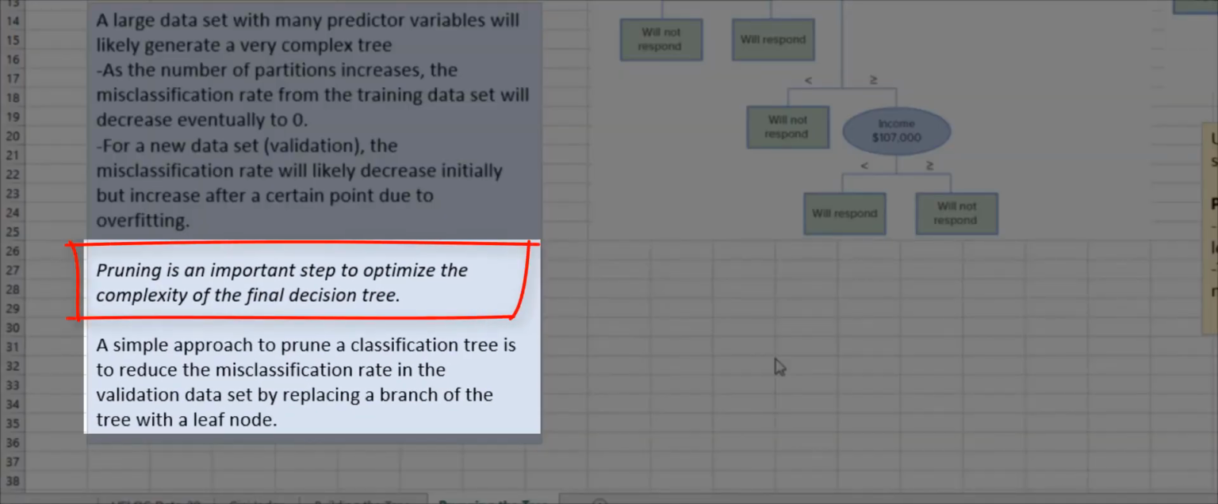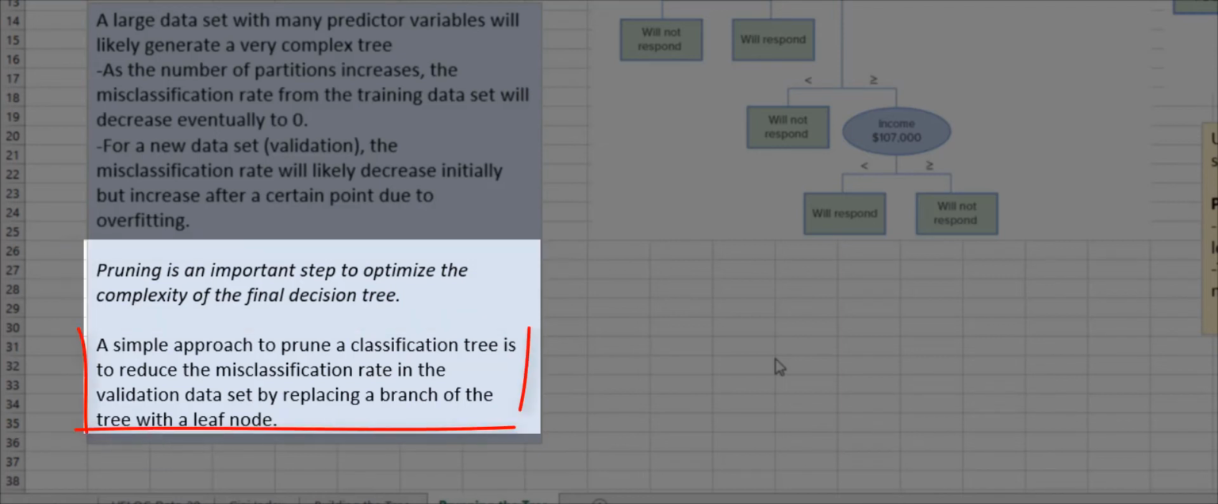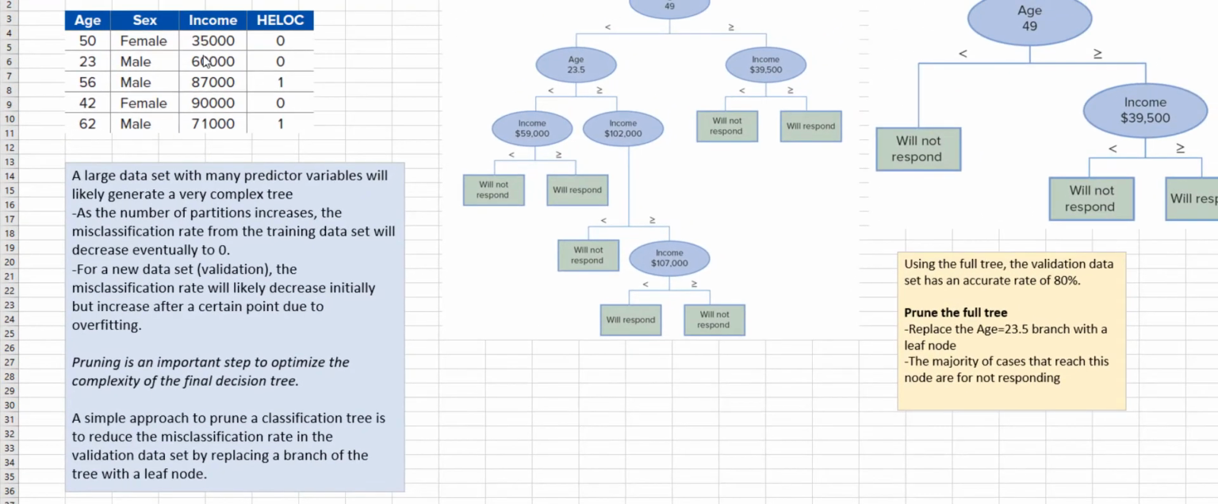Pruning is an important step to optimize the complexity of the final decision tree. Pruning is the process to reduce the misclassification rate in the validation dataset by replacing a branch of the tree with a leaf node. Here on the screen, you see 5 additionally randomly selected observations from the HELOC dataset. We use this dataset as validation data to prune the fully grown classification tree.